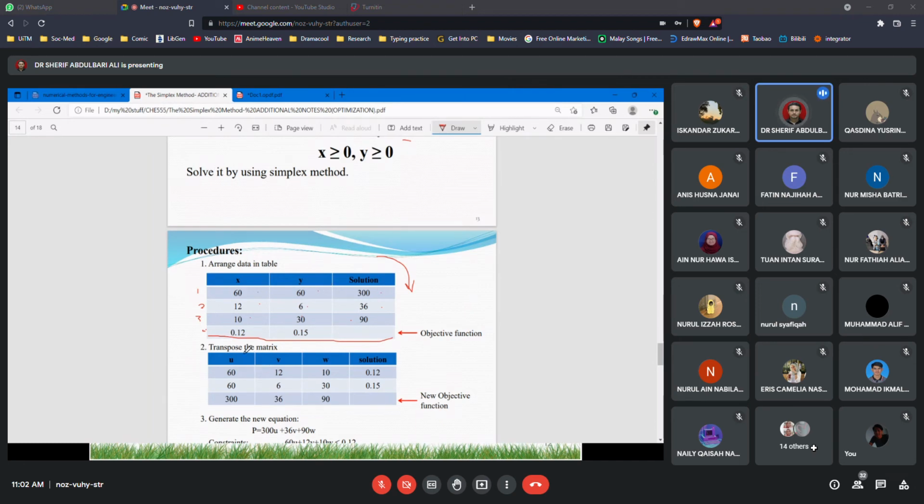So now it becomes like this. Your second column is 12, 6, 36. And your third column is 10, 30, 90. And the solution will be equal to 12 and 15. Okay, that's it. This is how you transform from minimization to maximization. So now this is considered your maximization problem. Is it clear? Any question?